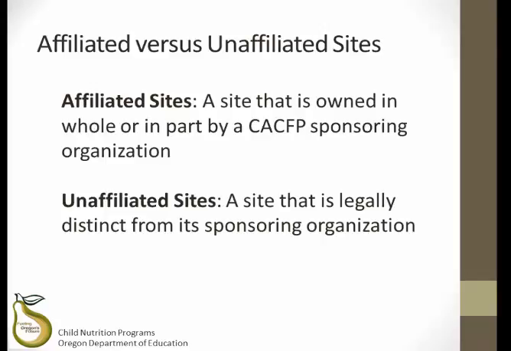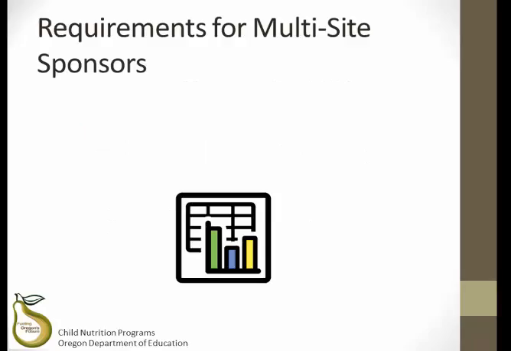An affiliated site is a site that is owned in whole or in part by a CACFP sponsoring organization, meaning that it is a legal entity of the sponsor, while an unaffiliated site is a site that is legally distinct from its sponsoring organization. Sponsors with unaffiliated sites have additional responsibilities compared to sponsors with only affiliated sites. Refer to the CACFP Policies and Procedures Manual, Chapter 13, for more information.